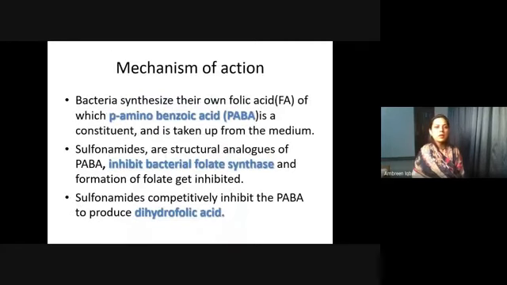Mechanism of action. These bacteria, for which we are going to use sulfonamides, synthesize their own folic acid from para-aminobenzoic acid and it is not taken up from the medium. Sulfonamides are structural analogs of para-aminobenzoic acid, so they inhibit the bacterial folate synthase enzyme and the formation of folate gets inhibited. Sulfonamides competitively inhibit para-aminobenzoic acid from producing dihydrofolic acid.